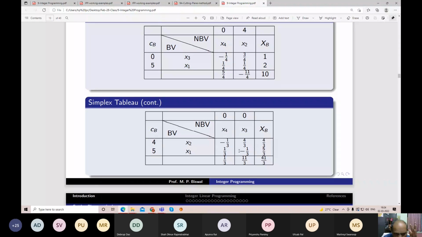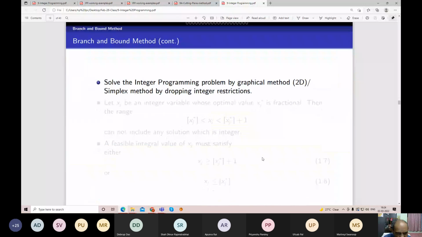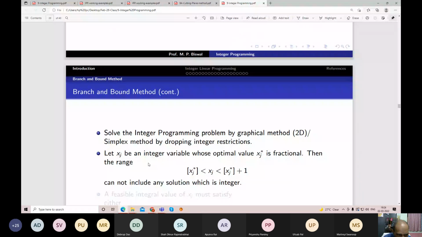If it happens to be integer, then you stop. Otherwise, we'll try to impose some condition. x1 equal to 5 by 3, x2 equal to 4 by 3. Same thing we are discussing in the branch and bound method. xj can be x1 or x2 or x3, an integer variable. It is supposed to be an integer variable, but its optimal value, which we name xj star, is fractional. Why fractional? 4 by 3 is 1 and 1/3, and 5 by 3 is 1 and 2/3.